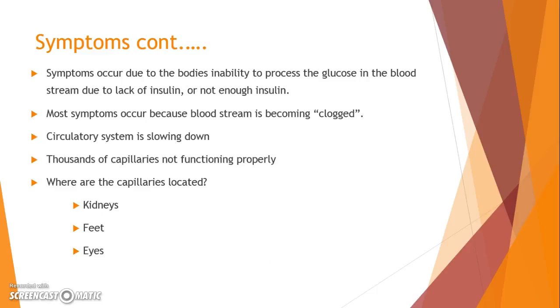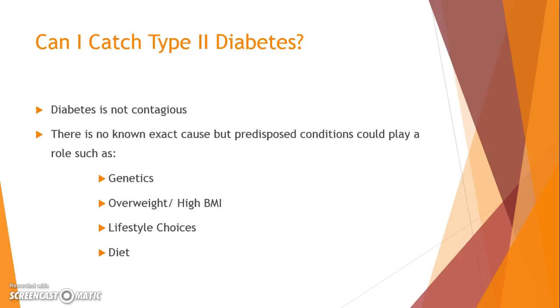Symptoms occur due to the body's inability to process the glucose that's in the bloodstream due to lack of insulin or not enough insulin. Many symptoms occur because the bloodstream again is becoming clogged, so it can't function properly. The circulatory system is going to begin to start slowing down. We have thousands, if not millions, of capillaries in our bodies that just aren't going to be functioning properly. So again, they're located in the kidneys, feet, and eyes.